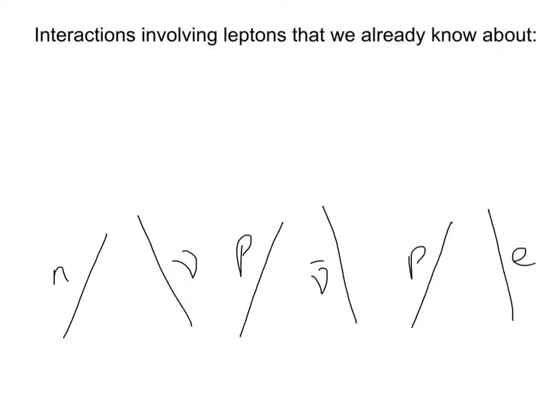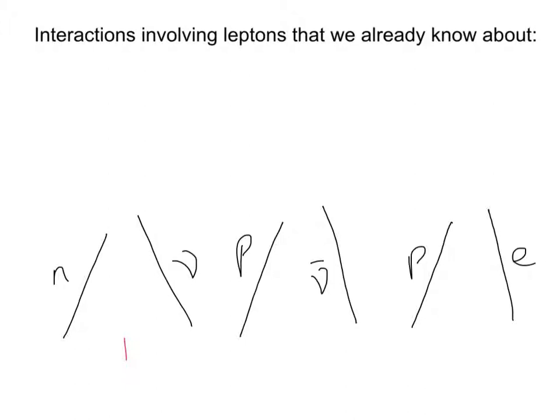Lepton family. This includes electrons, muons and neutrinos. So which interactions involving leptons do you already know about? Well, we've already looked at some Feynman diagrams to explain these. So the first one is our neutron-neutrino interaction here.